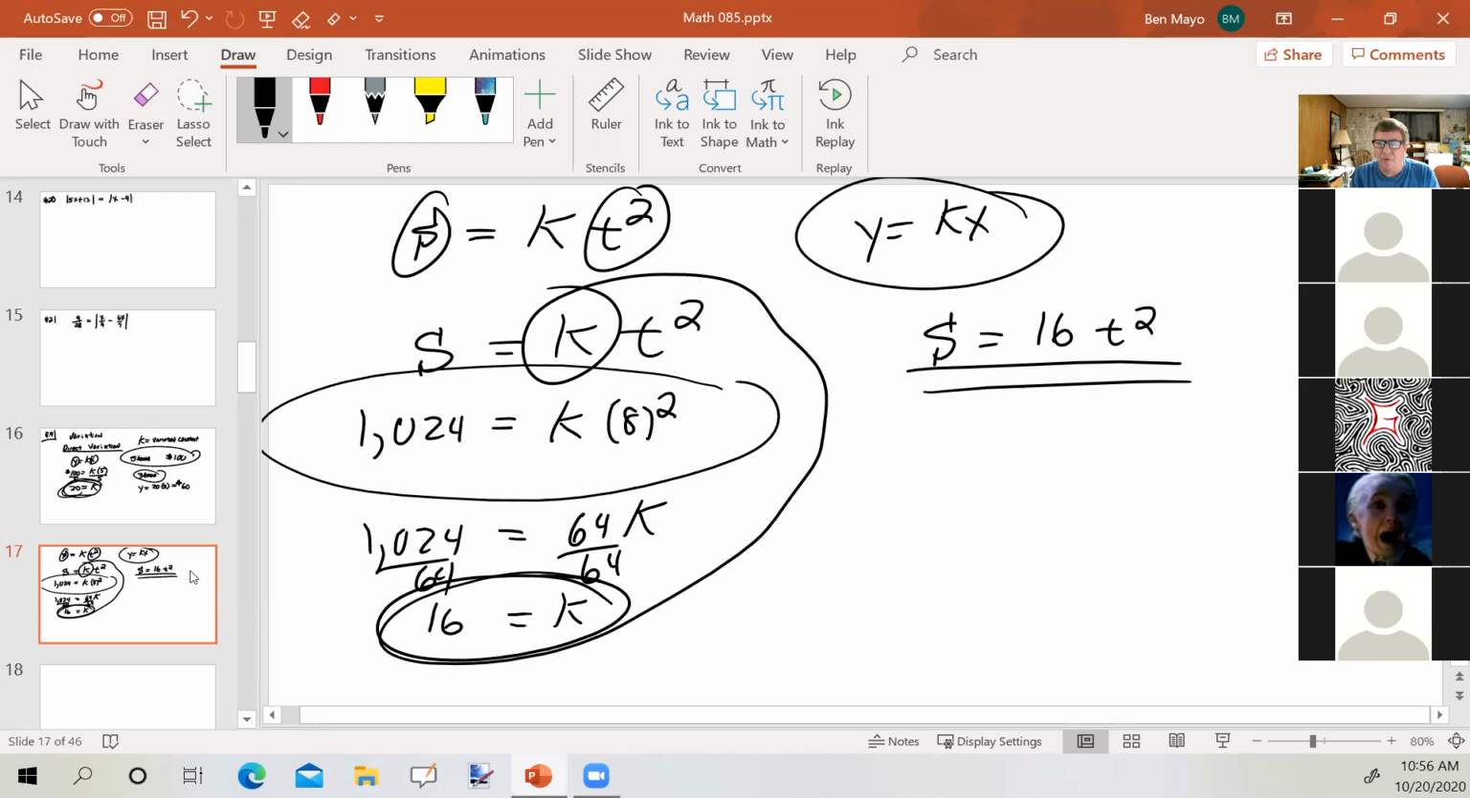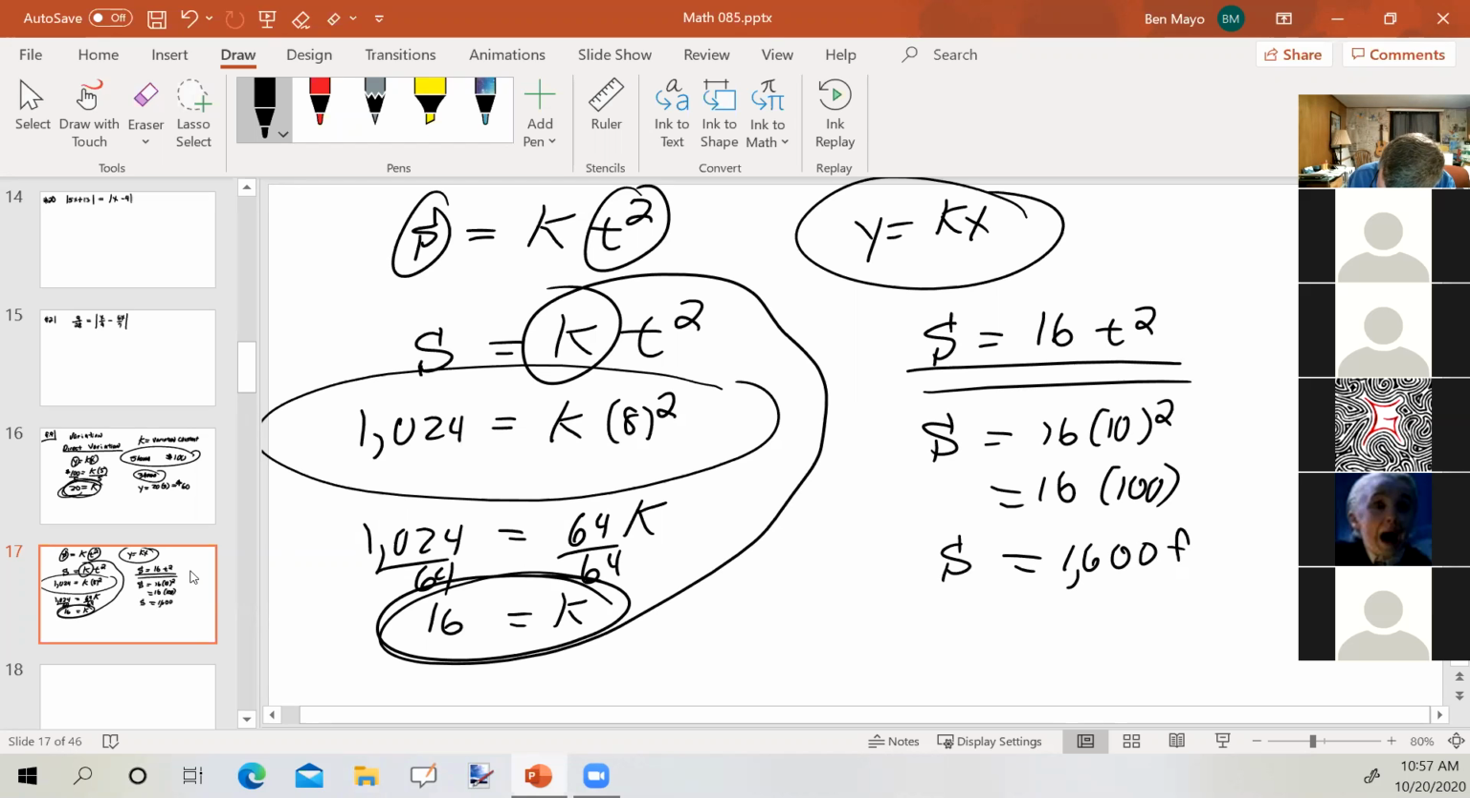Now I'm going to answer the follow-up question, and it says, how far will it fall in 10 seconds? So that would be 16 times 10 squared, which is 100. So that would be 1,600 feet.